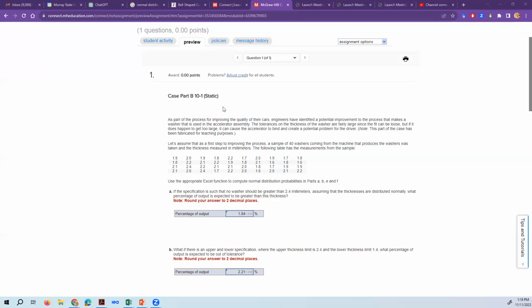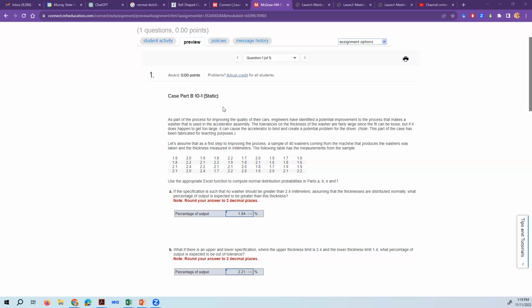Okay, so if we just read the problem, it says: as part of the process for improving the quality of their cars, engineers have identified a potential improvement to the process that makes a washer that is used in the accelerator assembly. The tolerances on the thickness of the washer are fairly large since the fit can be loose. But if it does happen to get too large, it can cause the accelerator to bind and create a potential problem for the driver. Note this part of the case has been fabricated for teaching purposes.